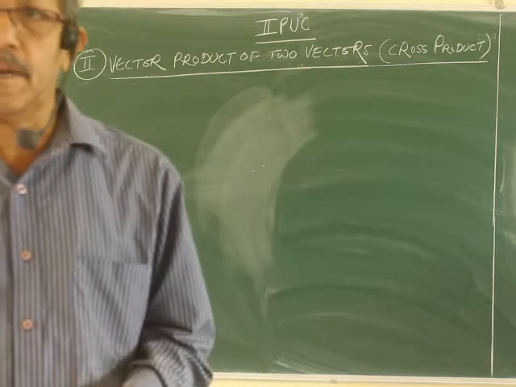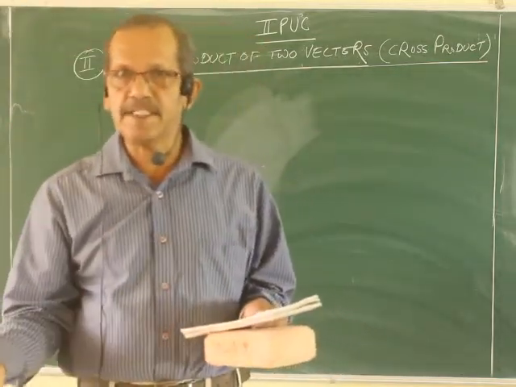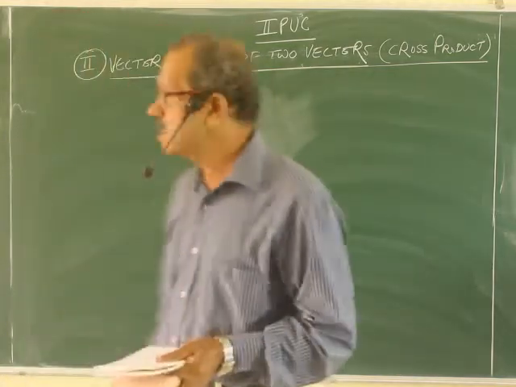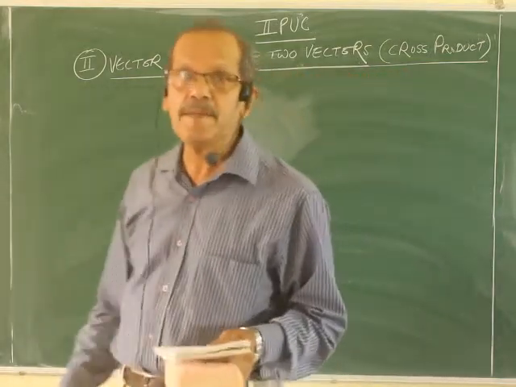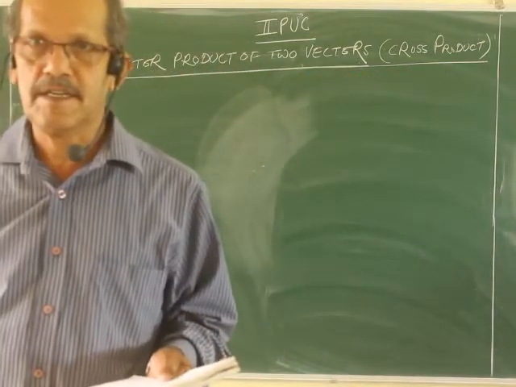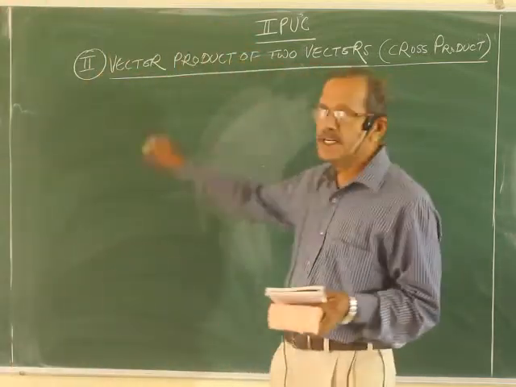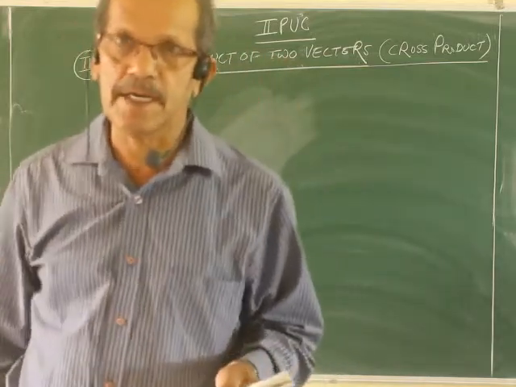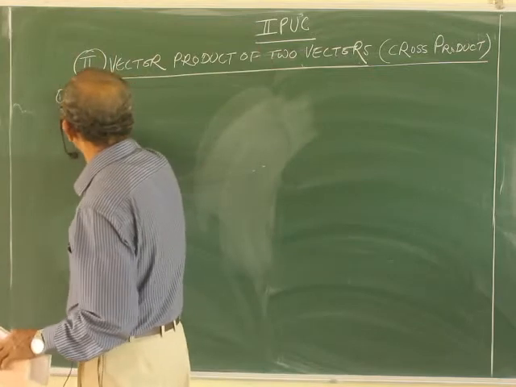Scalar product is a number and it is defined for both two-dimensional vectors and three-dimensional vectors. But remember, this one is only for vectors in three-dimensional space. You cannot find the vector product of two-dimensional vectors. Okay, right. Now, let me start one by one. First one is the definition.